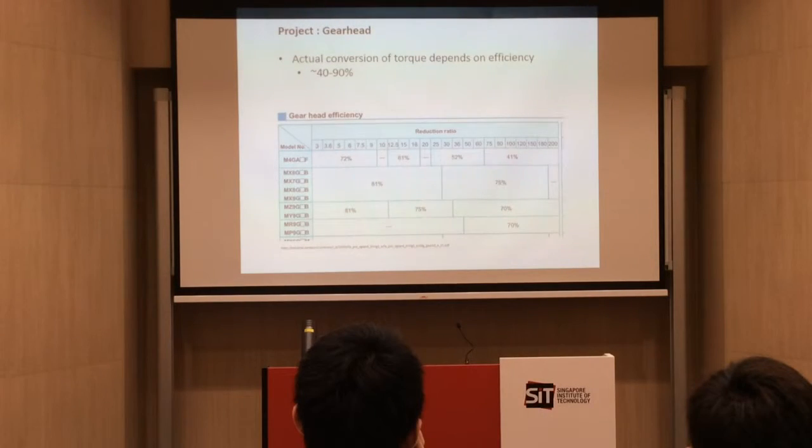Okay, if you look at commercially available gearboxes, gearheads, this is from Panasonic. They have gears of different types and different gear ratios. These are different gear ratios, so 3 to 200. You can see these numbers are the efficiency. They range from quite low to relatively quite high, in the range of 50%.